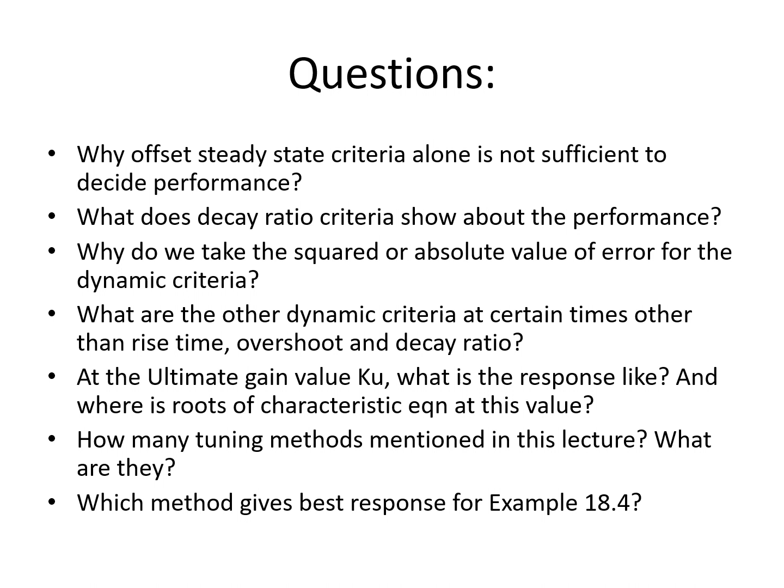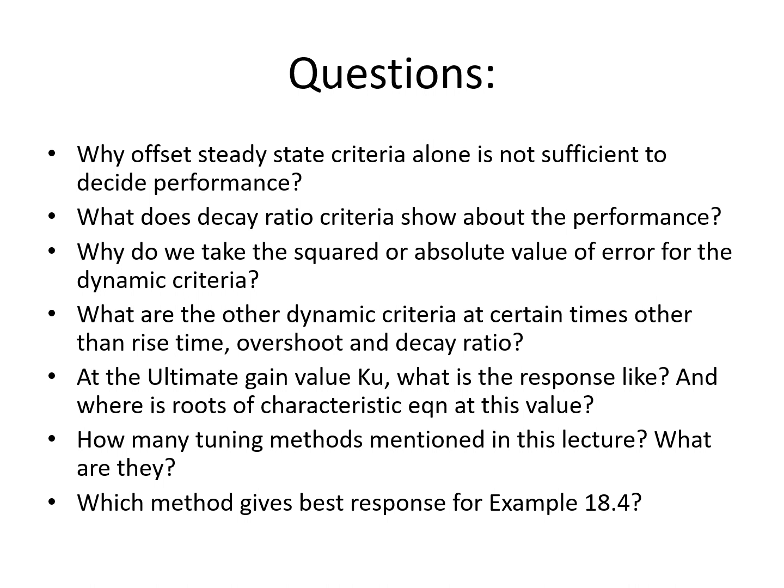Second question, what does the decay ratio criteria show about the performance? Decay ratio shows what? It tells you what about the performance? We calculate the decay ratio. Okay, third one, why do we take the square or the absolute value of the error for the dynamic criteria? ISE is squared, IAE is the absolute value, not the actual error.